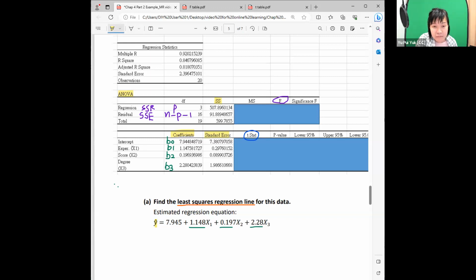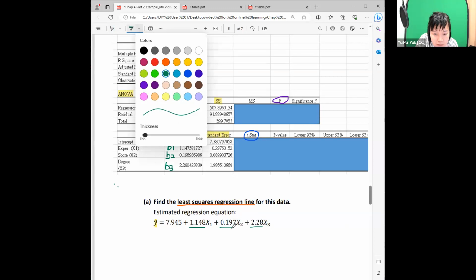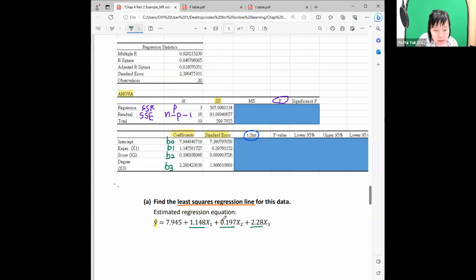Don't forget to times X1, and then plus 0.197 times the X2, and then plus the 2.28 times the X3. Don't forget to write down the times, okay? Don't just write down the numbers. So this is the sample regression line. The least square line is the sample regression line.